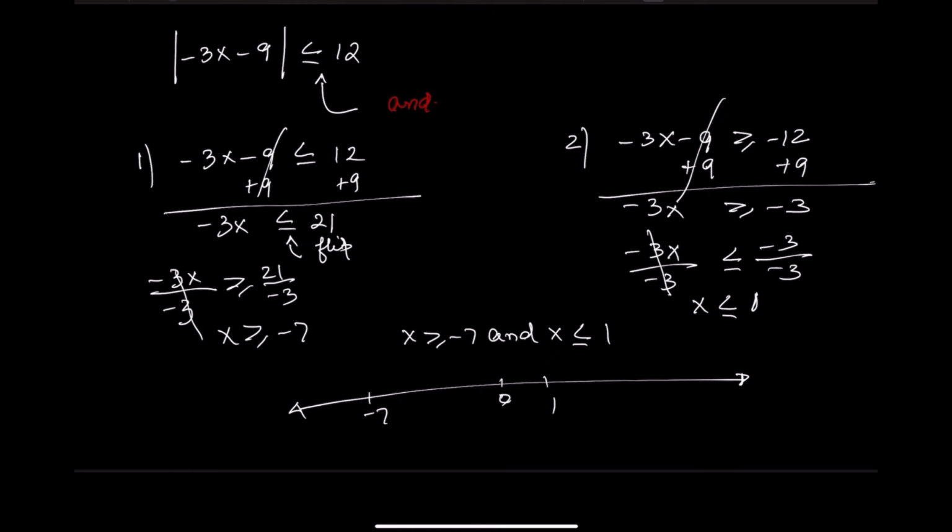Let's graph the solution on a number line. Place a closed circle at -7 and another closed circle at +1. Connect the 2 points with a solid line. This shows that all numbers between -7 and 1 are included. In interval notation, we write the solution as bracket -7, 1, bracket.